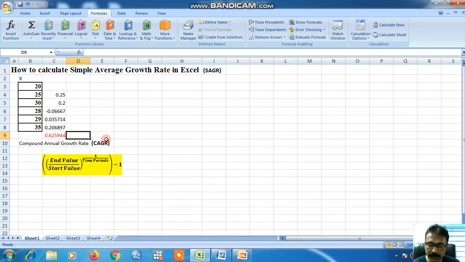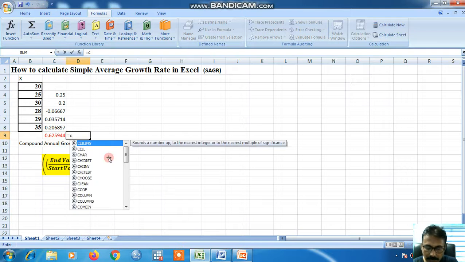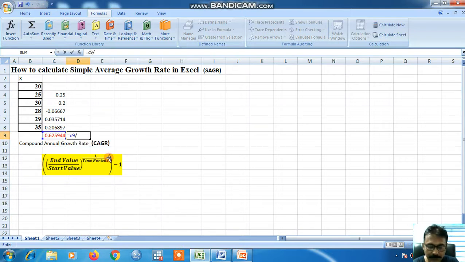You can do it with a calculator also. This is C9, so this is C9 divided by 5. So this is the growth rate. You can convert it into percentage also by multiplying by 100, 12.5189. Okay, so this is the simple average growth rate.